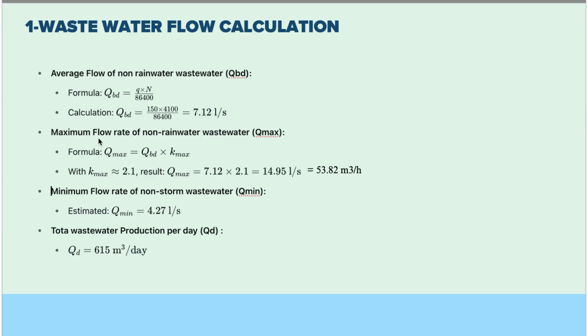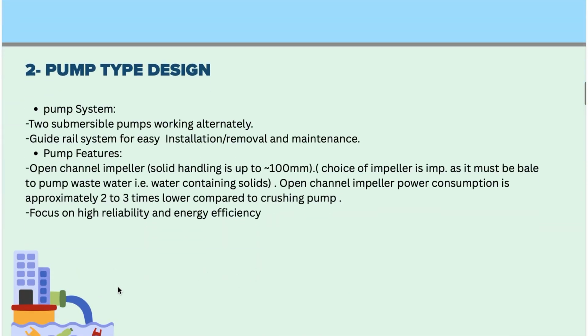Then you calculate the maximum flow rate of non-rainwater wastewater, Qmax. This is the one that we will use for the design of the pump unit. It's QBD times the coefficient ratio, which is 2.1. So you multiply 7.12 by it to get 14.95. Then you get the minimum flow rate of non-storm wastewater, which is 4.27. Then you calculate the total wastewater production per day, which is 615 cubic meters per day.